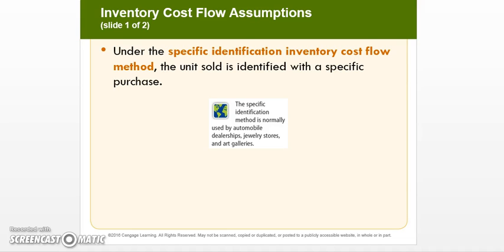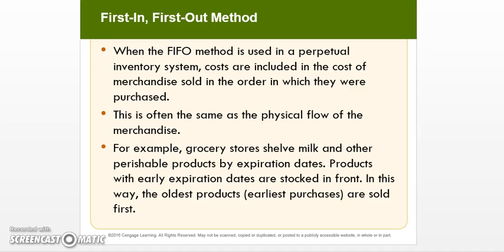First is called the specific identification inventory cost method. This one's really simple, but it's not used that often. If we sell an item, we would specifically identify the cost of that item. Of course, this is difficult to do if I have a large warehouse of items. This would work especially well, though, let's say with a used car lot, something like that, where I can easily identify the cost of the item.